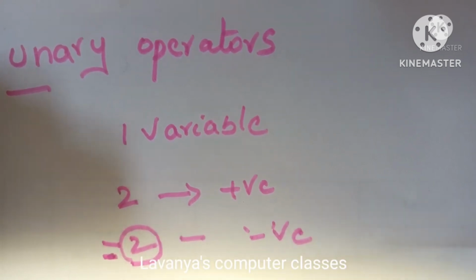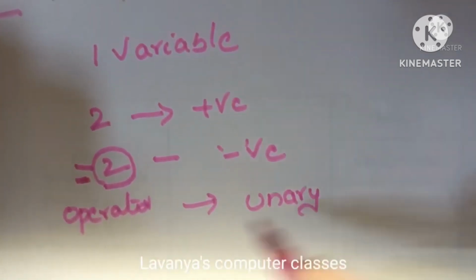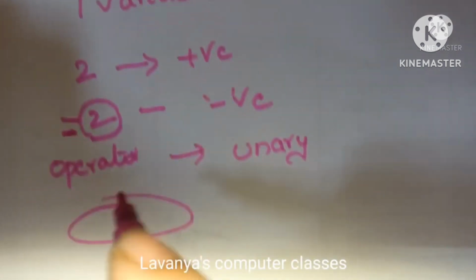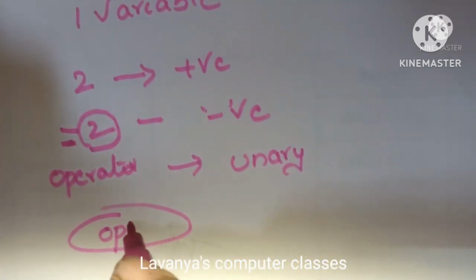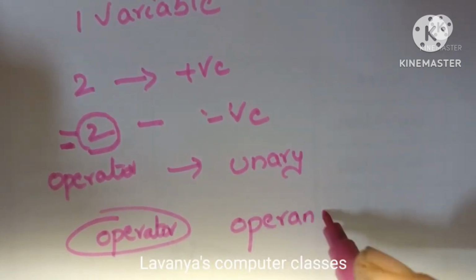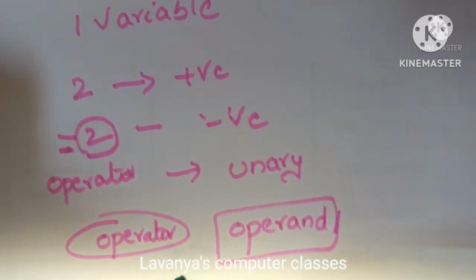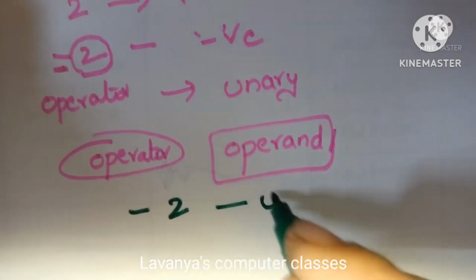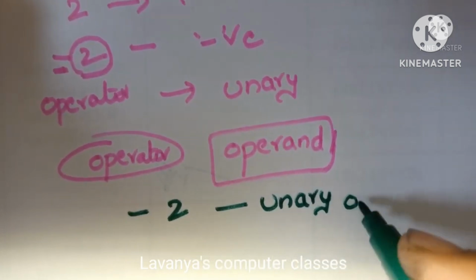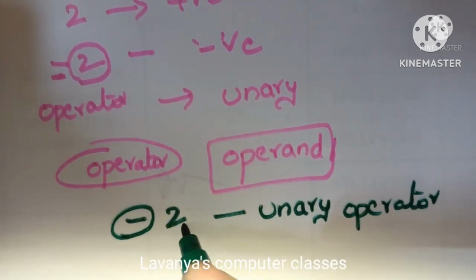So if we put one operator, like the minus symbol, before 2, the meaning totally changes. 2 is a positive number but minus 2 is a negative number. That's why it is called a unary operator. In the diagrammatic representation, how many operands do we require? One operator, one operand. In the example minus 2, minus is an operator and 2 is an operand. So minus is an operator working with only one operand, that is 2.